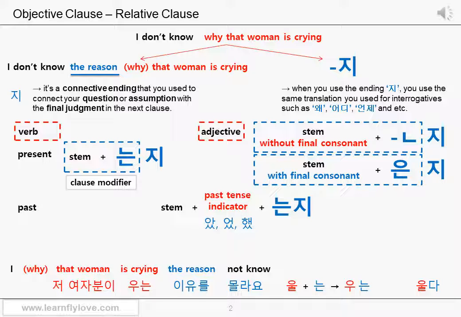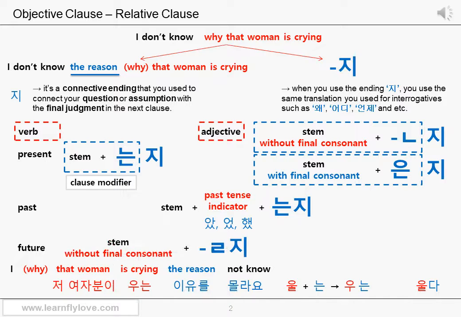Be careful, it's not just 지, it's 는지. This is the confusing part because we used the 던 sound when we make a clause modifier in the past tense with a past tense indicator like 았던, 었던, 했던. But this one would go like 앉는지, 얻는지, 했는지. Let's see some examples later together, then you feel much better.